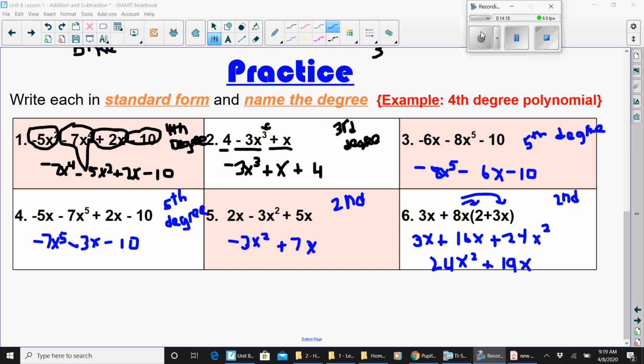Okay, all of these answers are here. Number 3 is a fifth degree polynomial. It's negative 8x to the fifth minus 6x minus 10. I rearranged it from 5 to 1.